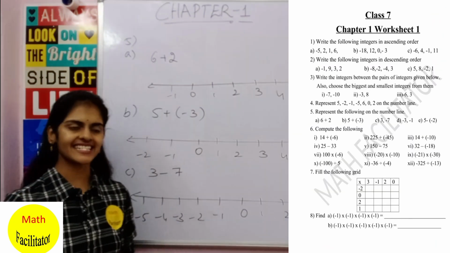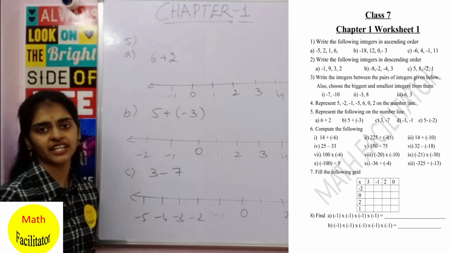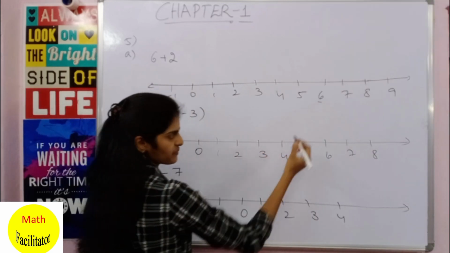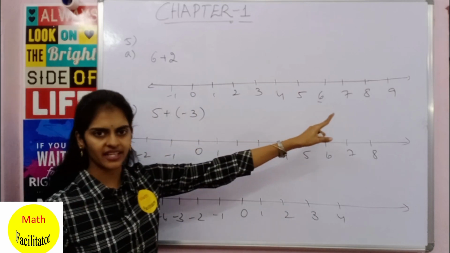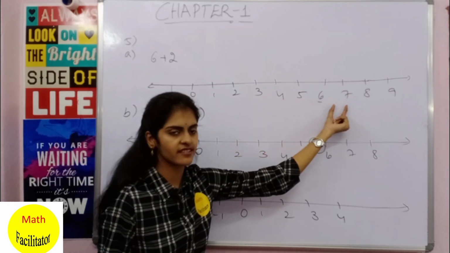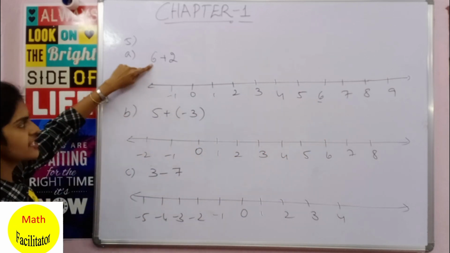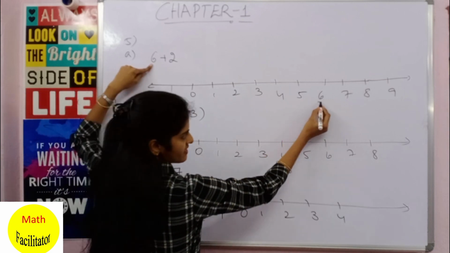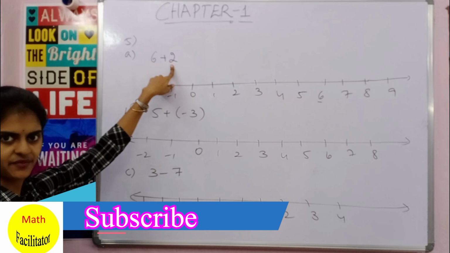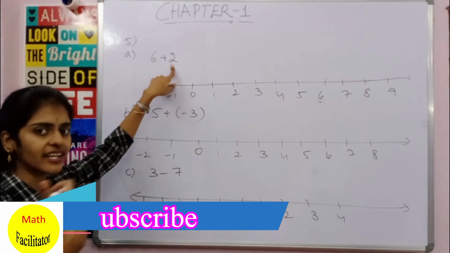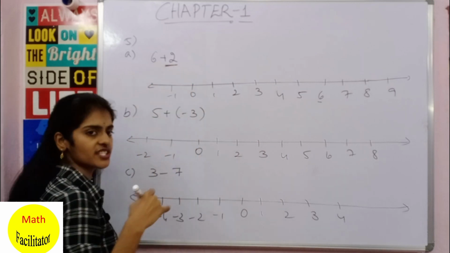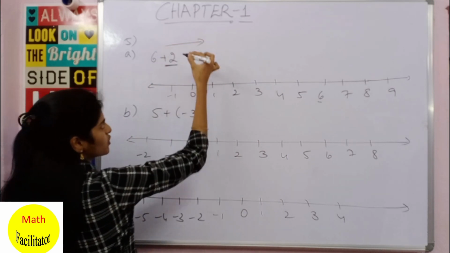Now the next question is that you have to represent these on the number line. You have to represent 6 plus 2 on the number line. So you'll start from 6. You'll firstly draw a number line and you will write numbers with unit distance, that means with equal distance between each other. And since you have 6 plus 2, you will start from 6. From 6, how many places will you move? You have to move 2 places. And to which side will you move, left or right? You will move to the right. Because you are adding a positive integer, you will always move to the right.